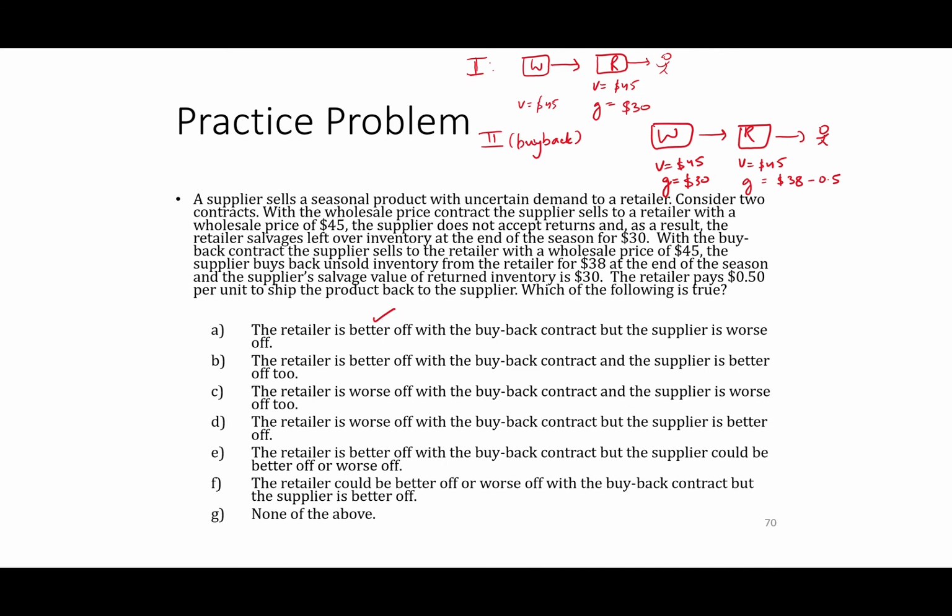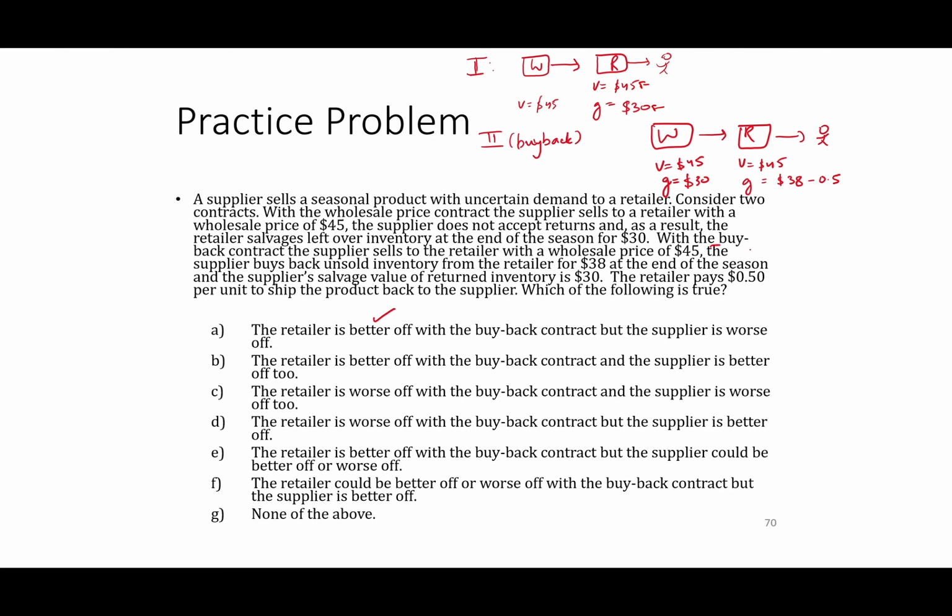In this question, it says that a supplier sells a seasonal product with uncertain demand to a retailer. Consider two scenarios, two contracts. With the wholesale price contract, the supplier sells to a retailer with a wholesale price of $45. The supplier does not accept returns, and as a result, the retailer salvages leftover inventory at the end of the season for $30. So the wholesale price is $45, the salvage is $30.